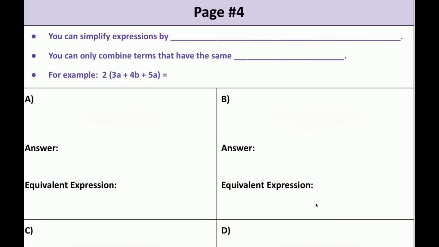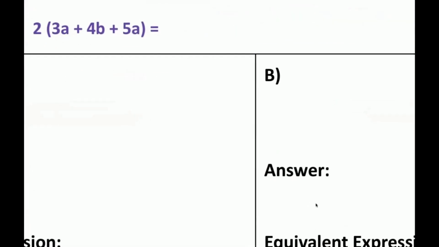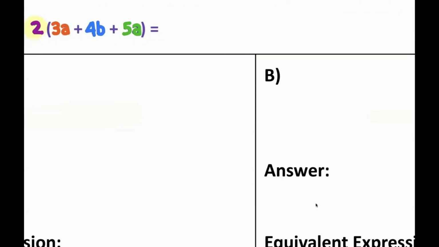Our notes say you can simplify expressions by combining like terms. Make sure you're writing with me. And you can only combine terms that have the same variable. So if there's more than one A, you can combine all of your A's, you can combine all of your B's, and so on. So let's look at this example right here. I'll zoom in a little bit. We have 2 times 3A plus 4B plus 5A. So now we have 3 terms, but we're still going to treat it the same way. We're still going to multiply 2 times all 3 terms. So I'll start by doing 2 times 3A, which is 6A. Make sure you're writing with me.